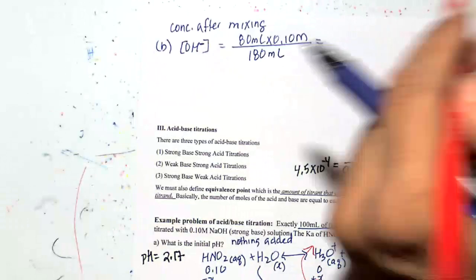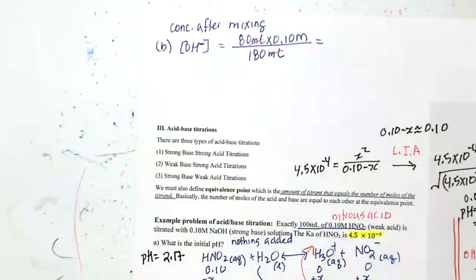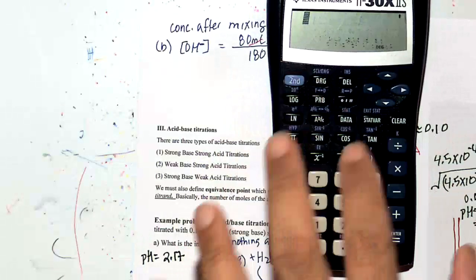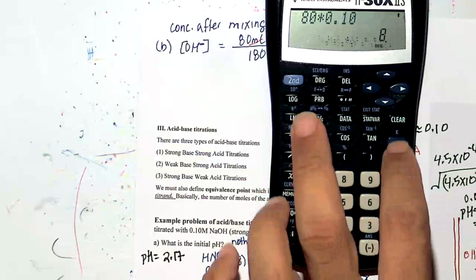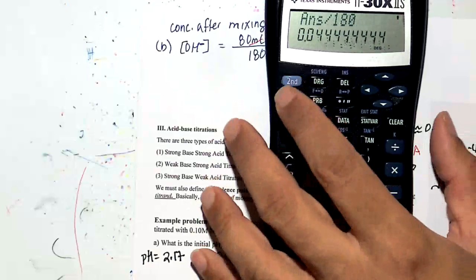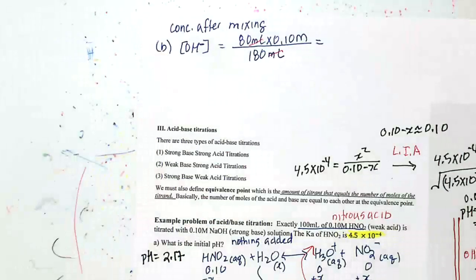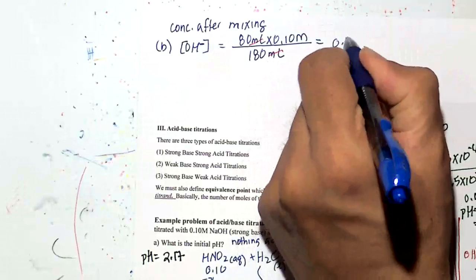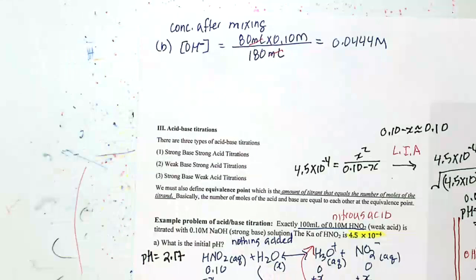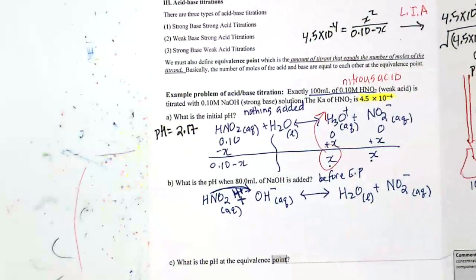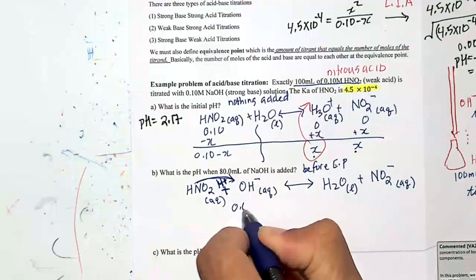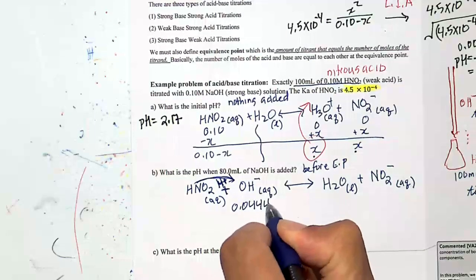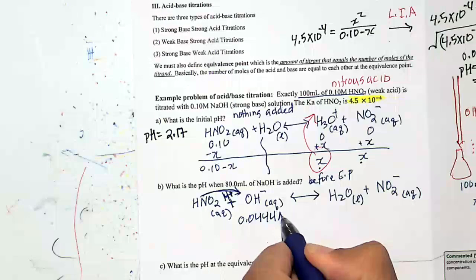I also want you guys to realize the mils and mils cancel. So what are we left with? 80 mils times 0.1 divided by 180. Alright, the concentration here is 0.0444 molar. Everyone with me on this so far?